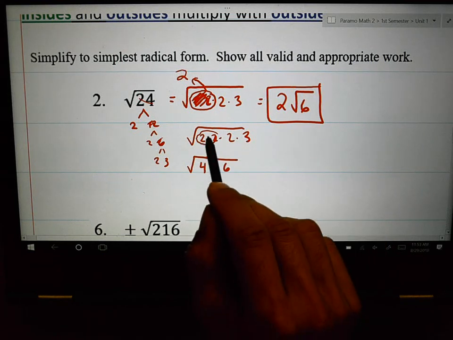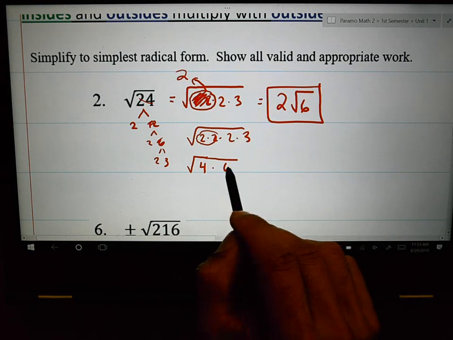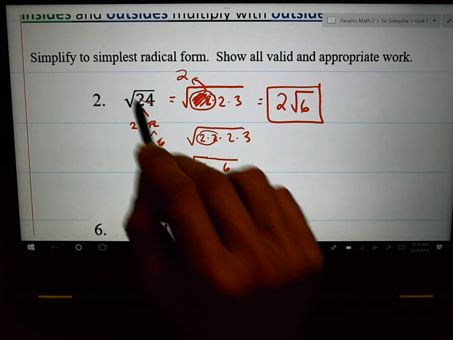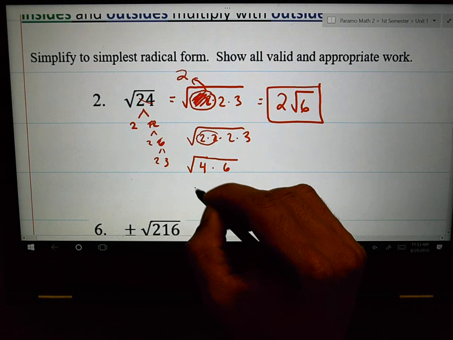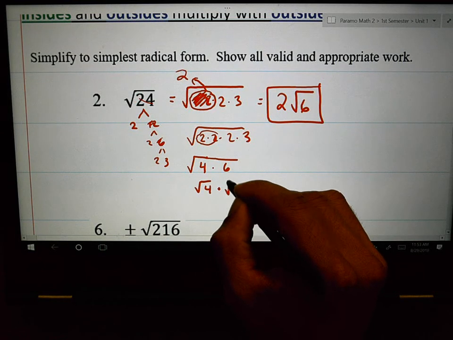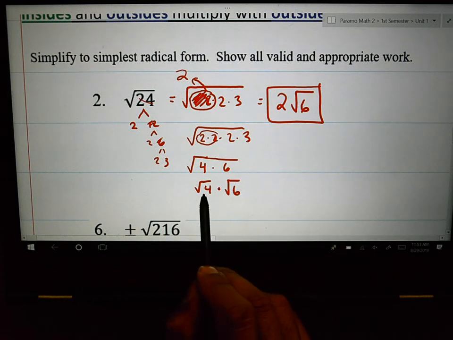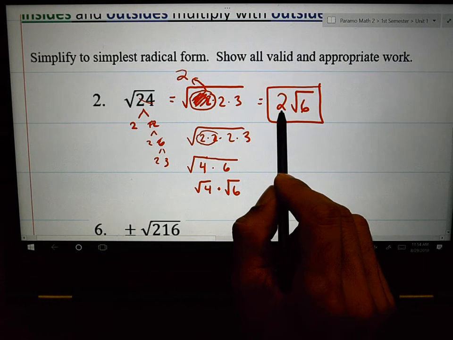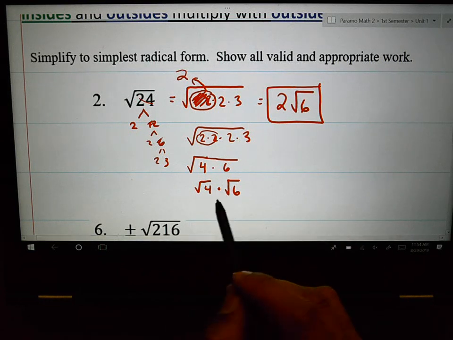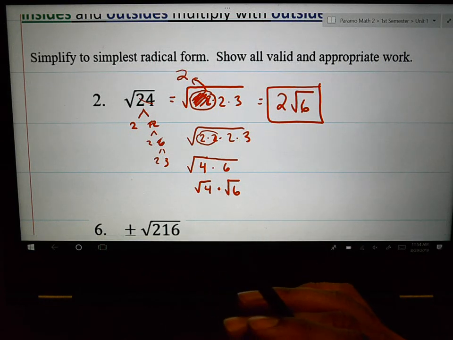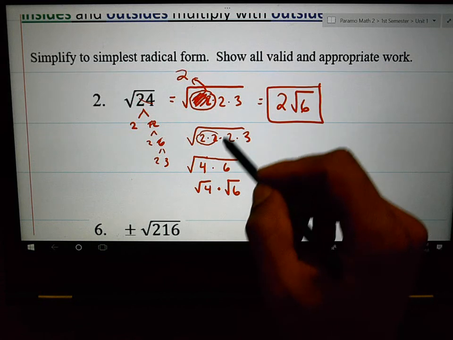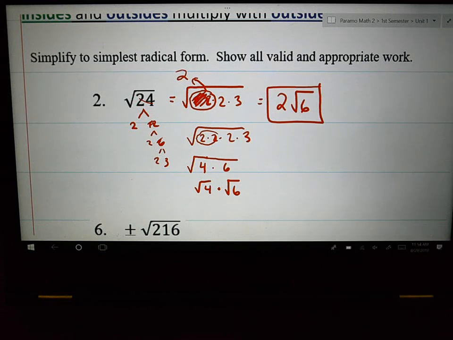So 2 times 2 is 4, and 2 times 3 is 6. 6 times 4 is 24. That's the same thing. I could think of this as the square root of 4 times the square root of 6. What is the square root of 4? 2 times the square root of 6. It's the same answer.